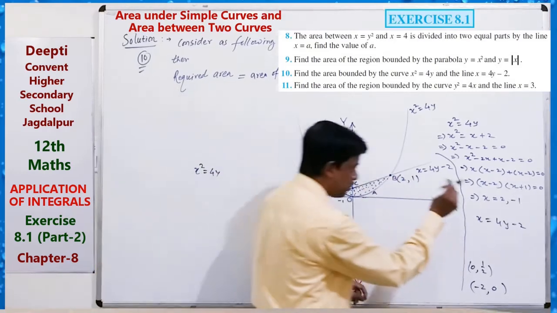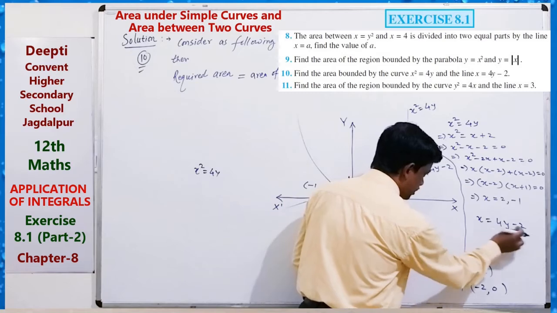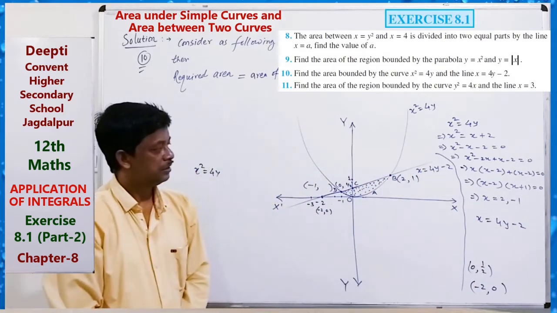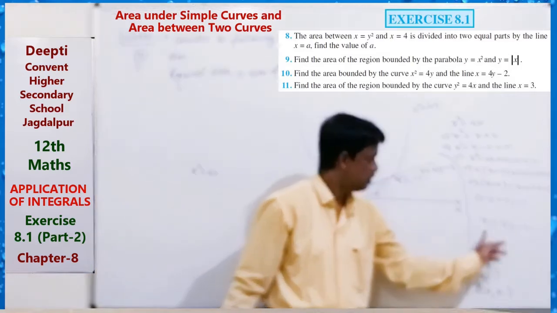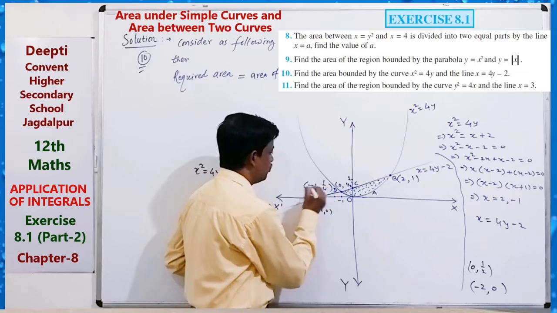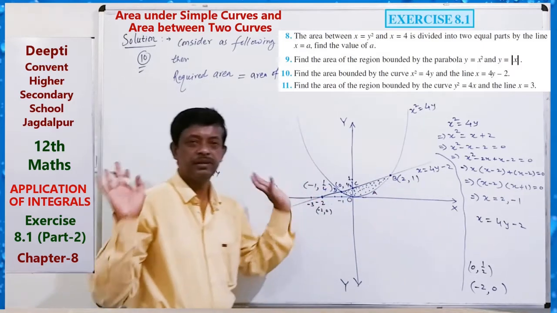And if x equals minus 1, then minus 1 equals 4y minus 2, so 4y equals 1, and y equals 1 by 4. These are the intersection points.